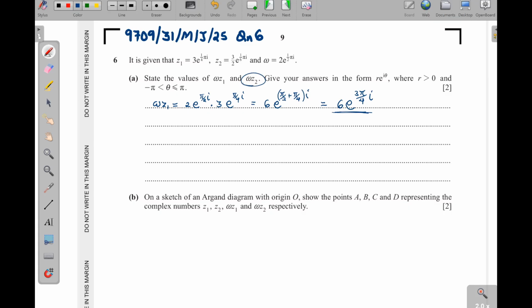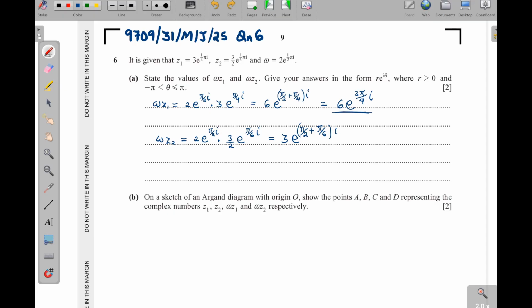Then omega z2, this one is going to be omega is this one here, then times z2 is 3 over 2, then e to the power of pi over 6 of i, same thing. So this times that, we shall get a 3, not so. Then e to the power of, again, pi over 2, then plus pi over 6, then of i.